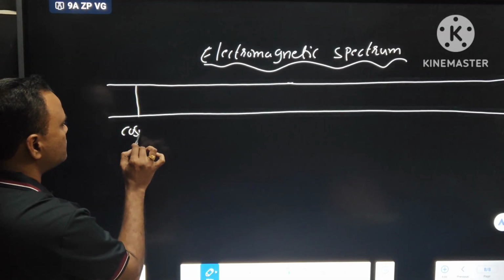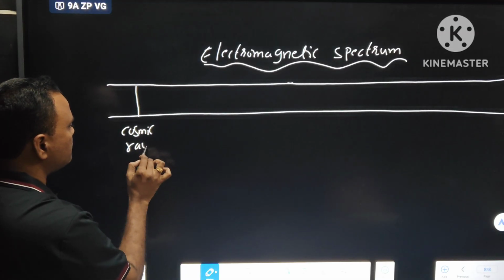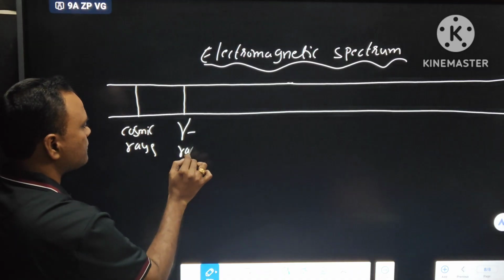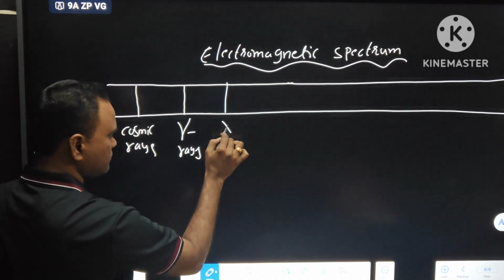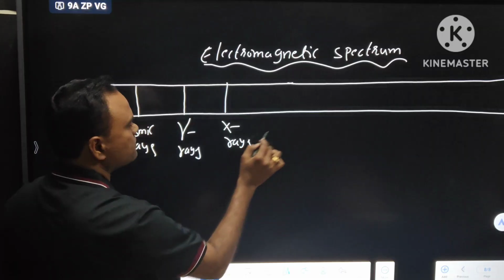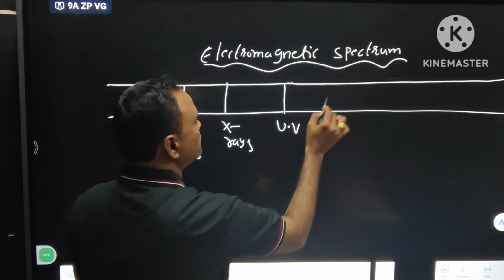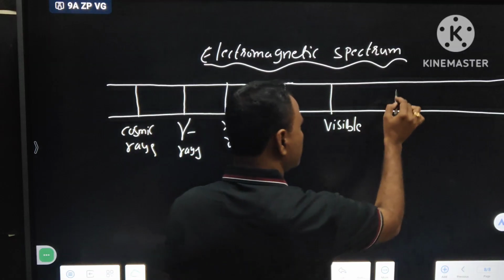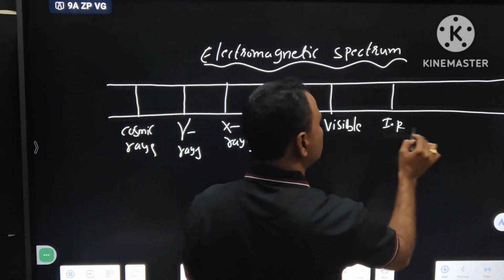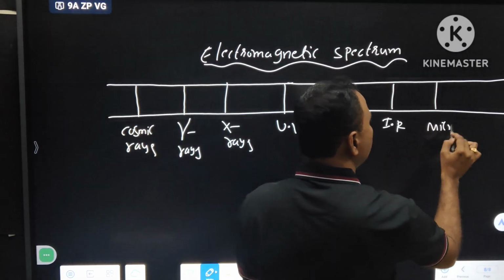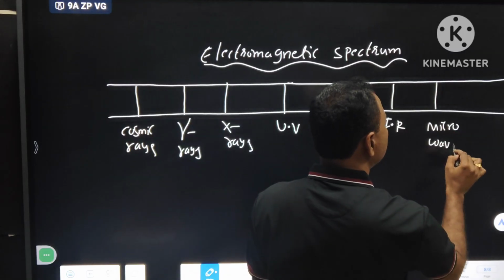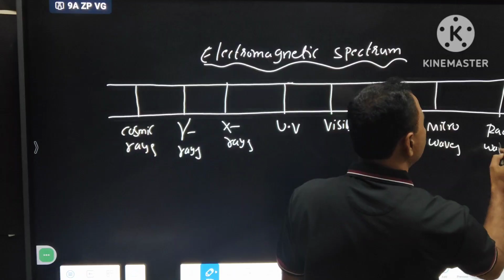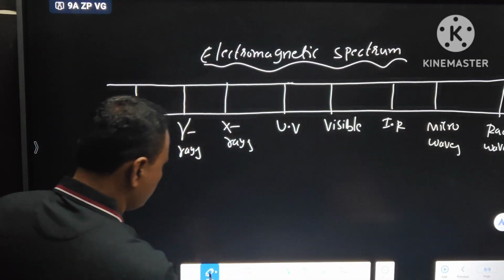First, cosmic rays. You have to remember this order: cosmic rays, gamma rays, next X-rays, UV, visible, next infrared rays, microwaves, and radio waves. Right, now see this.